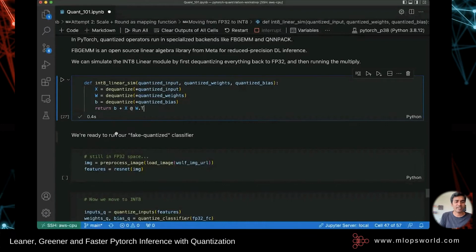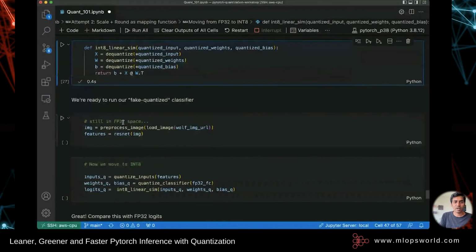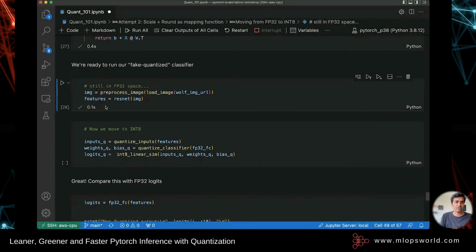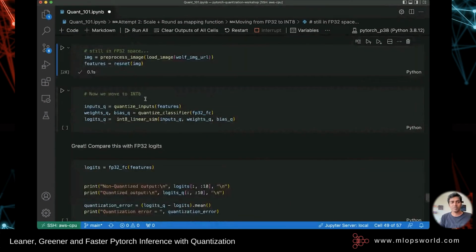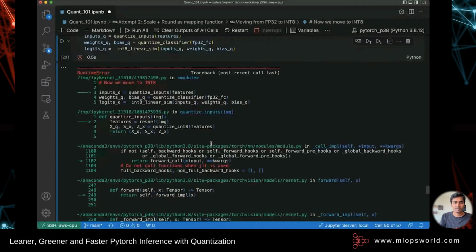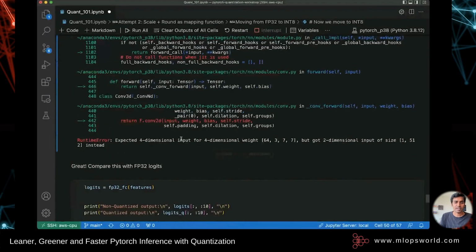So now we have everything in place, and we're ready to run this. While we are in FP32, we take the image, pre-process it, pass it to the feature generator, and get the features out in FP32. And now we move them to int 8. So we quantize our features, quantize our classifier. Oops. How did that happen?